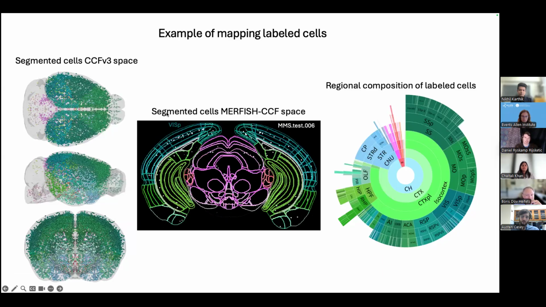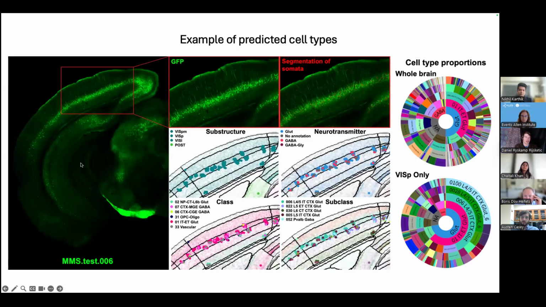And then this is an example from one of the images from the MapMySections challenge, where we have the segmented cells in atlas space, colored according to Allen Institute standards. This is just a coronal view of that and the regional composition of the labeled cells. This is an example of that brain with the fluorescent signal, and you can see strong labeling in this particular cortical layer, and you can see the neuronal somata that we've segmented.